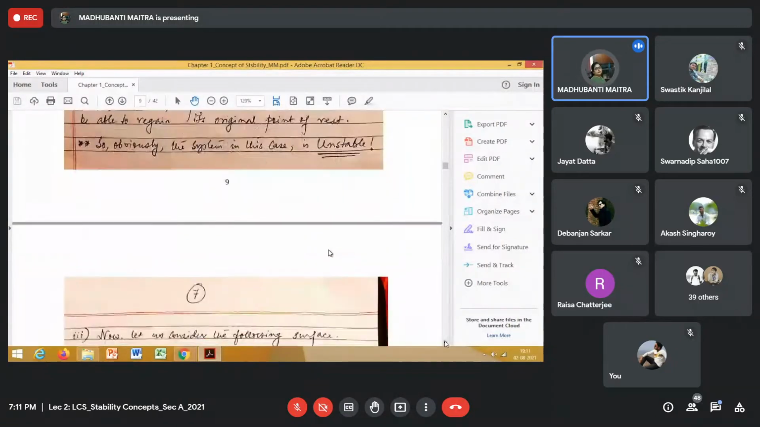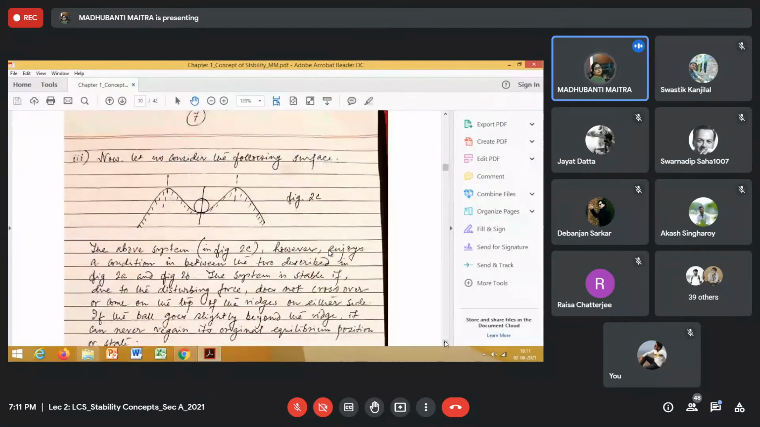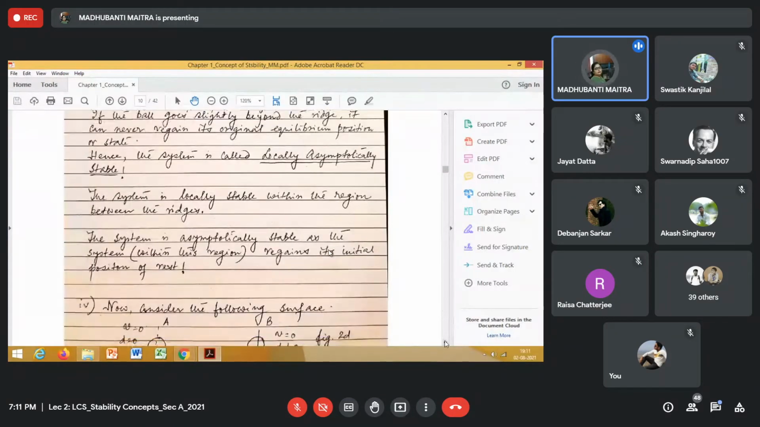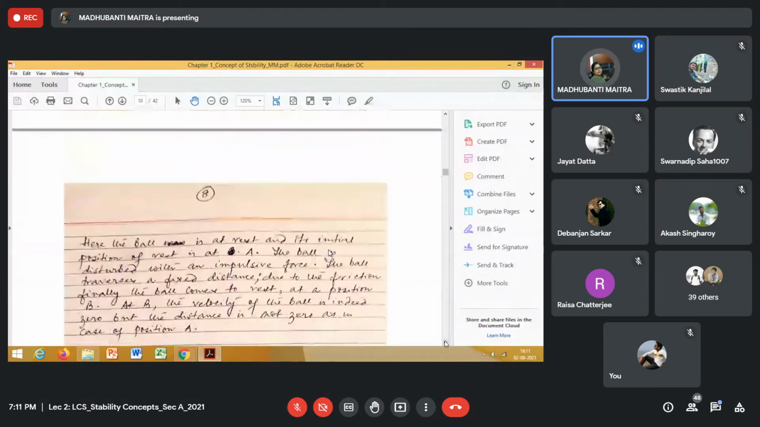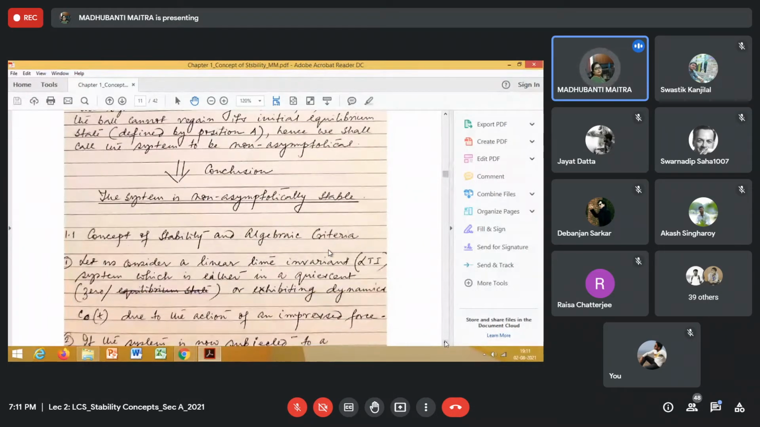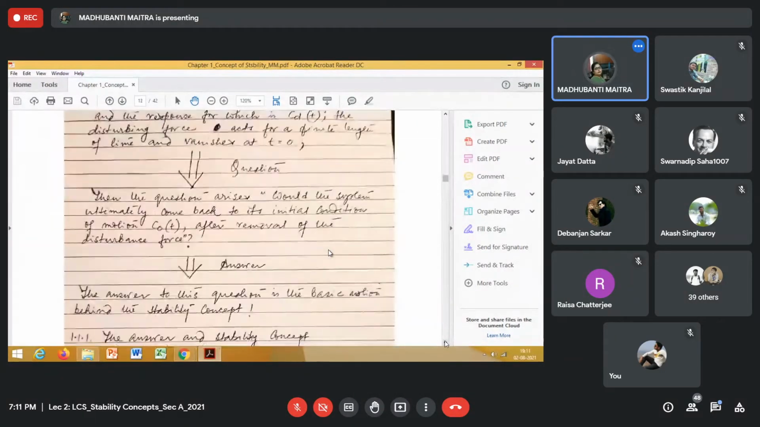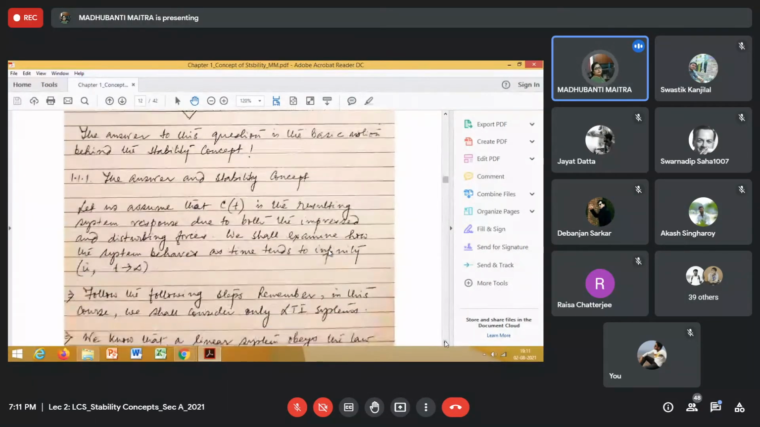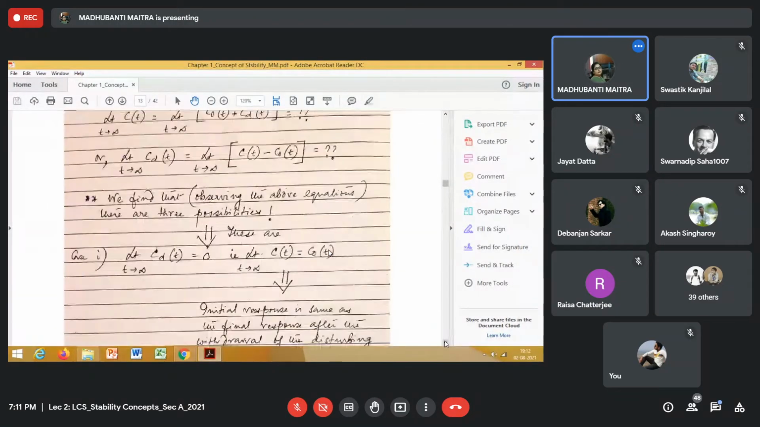So the advantage of a linear system is that if a linear system is BIBO stable, then the linear system will be asymptotically stable and vice versa. That means if the system is asymptotically stable, then the system will also be BIBO stable. That is the advantage of a linear system. But that is not true for non-linear systems.